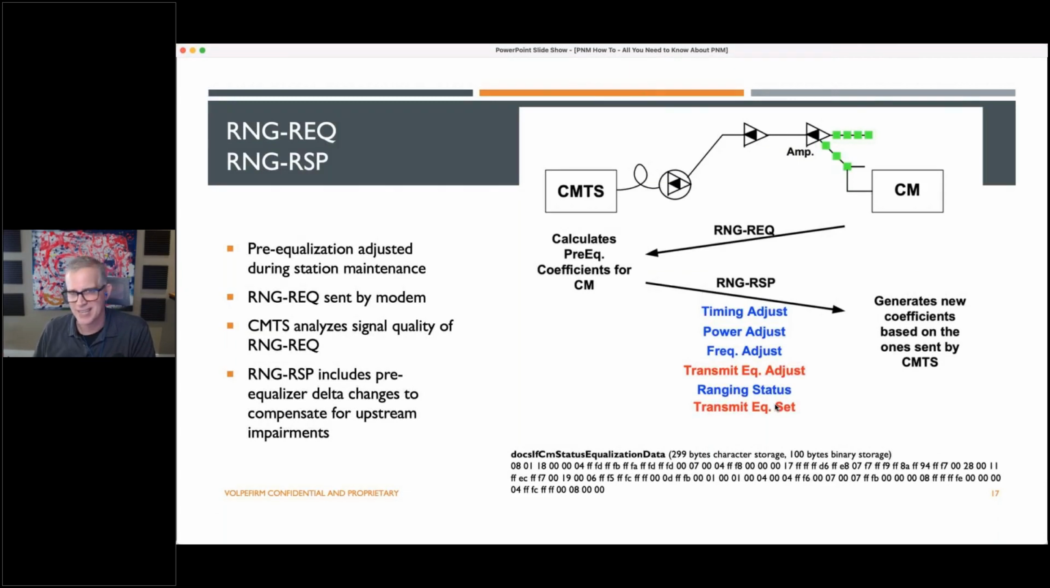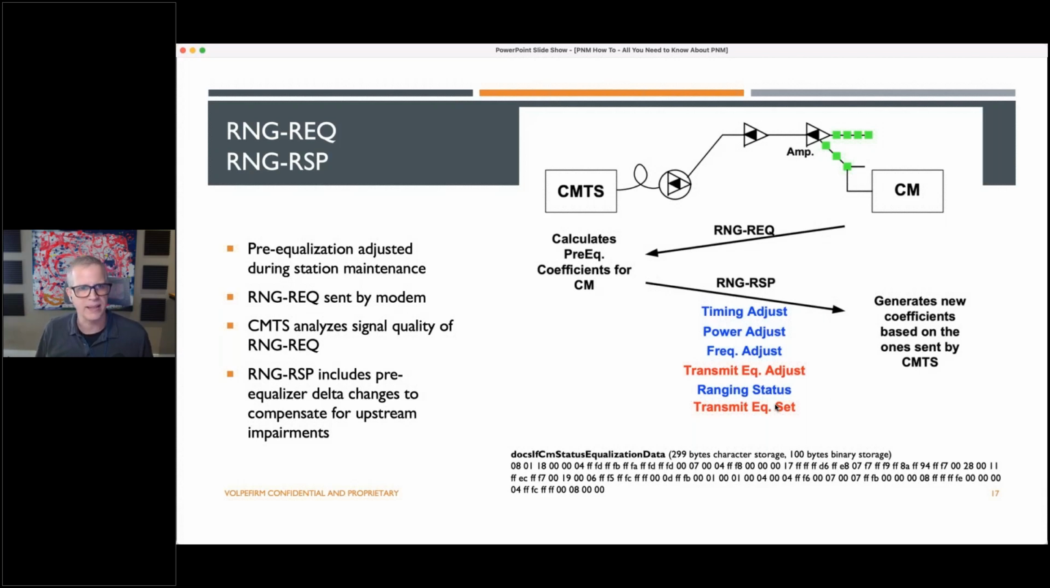So how does the CMTS adjust the cable modem pre-equalizer tap? The first step that happens is the cable modem sends a range request to the CMTS, and this is called station maintenance. This happens for every cable modem every 20 seconds. That cable modem is going to send a range request to the CMTS, and that range request is just a very short little message that it sends to the CMTS.